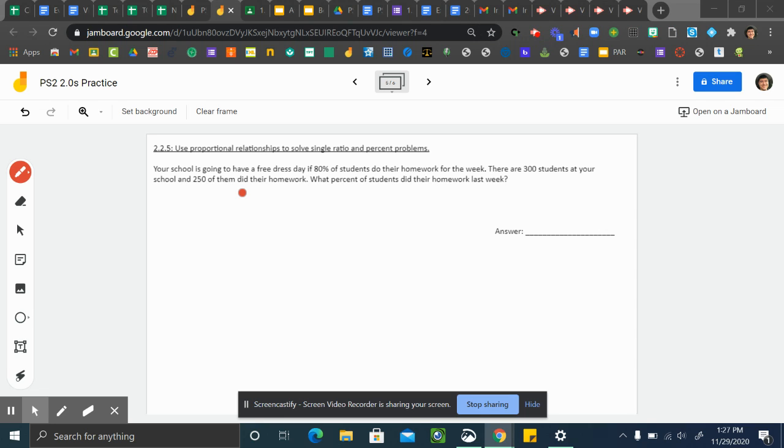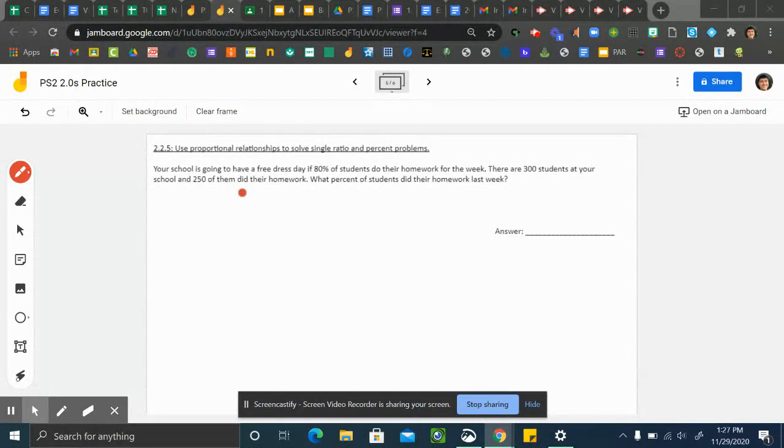2.2.5. Use proportional relationships to solve single, ratio, and percent problems. Your school is going to have a free dress day if 80% of students do their homework for the week. There are 300 students at your school, and 250 of them did their homework. What percent of students did their homework last week?